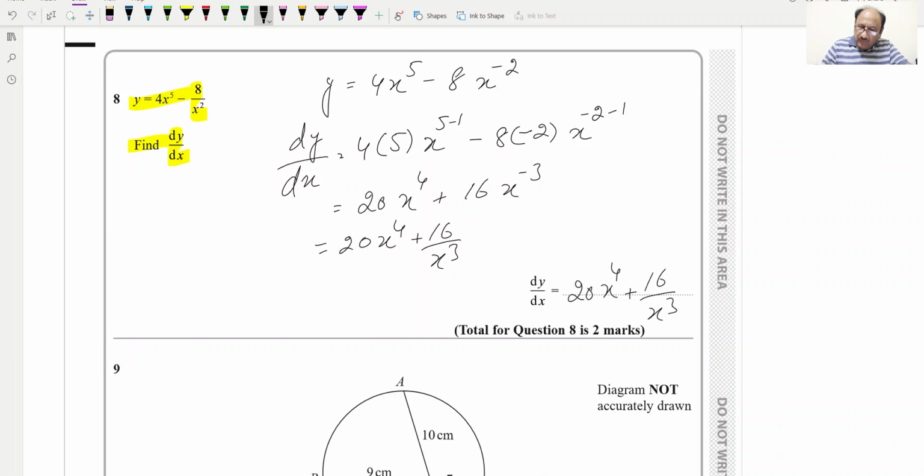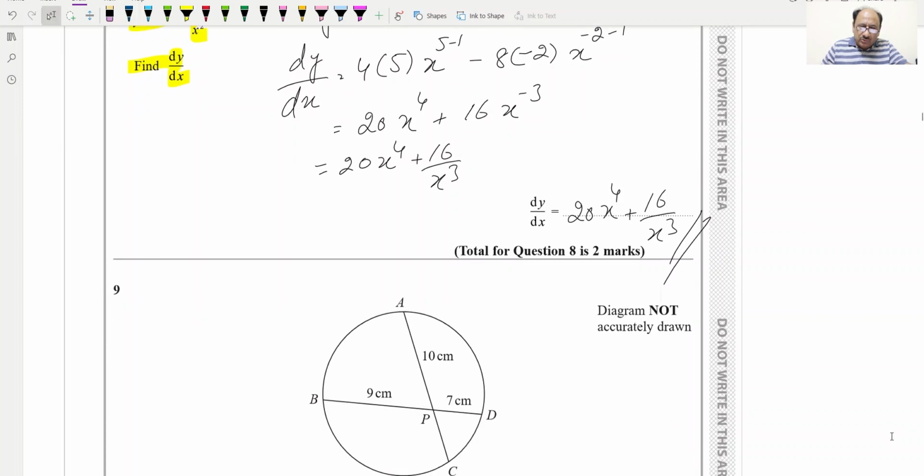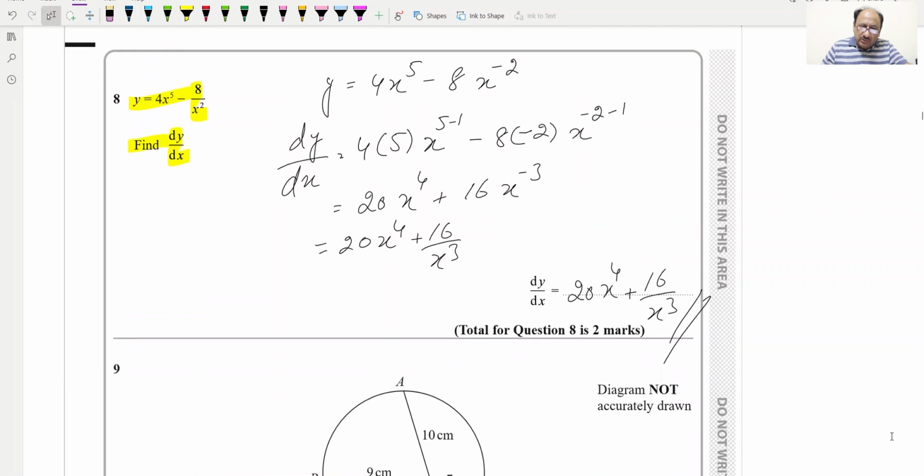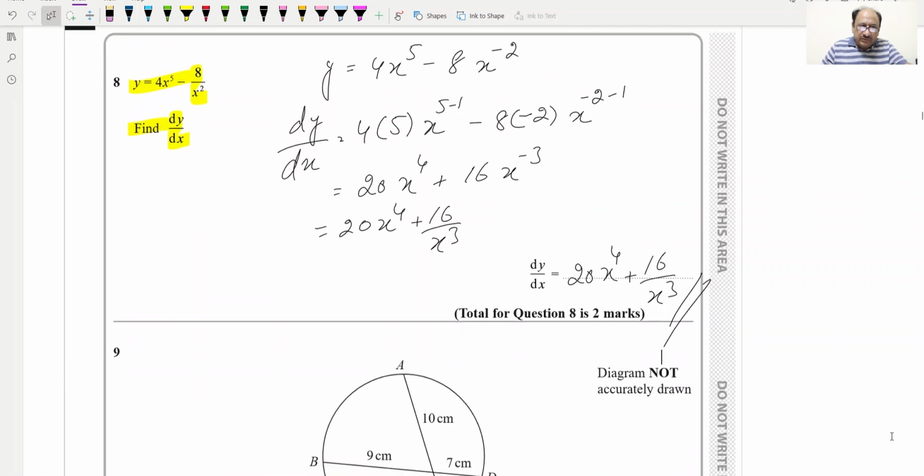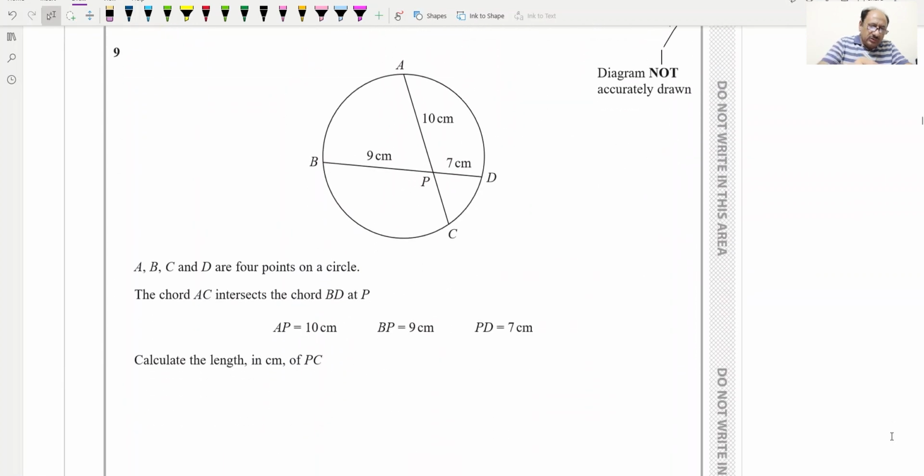This will be the final answer for 2 marks. Hopefully you understood this. Yes, so in question number 9 we can see this diagram is not accurately drawn. A, B, C, D are 4 points on the circle, the chord AC.